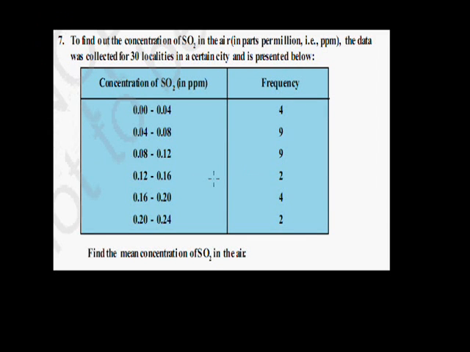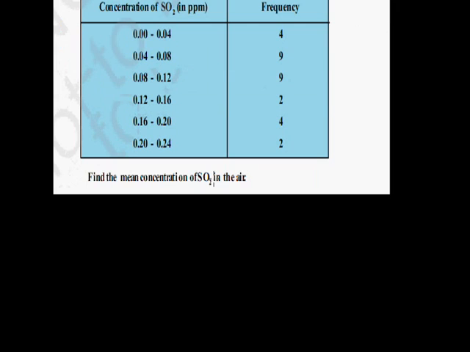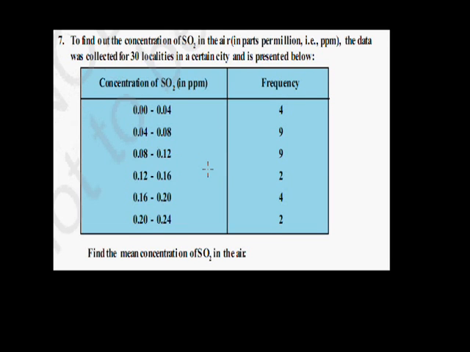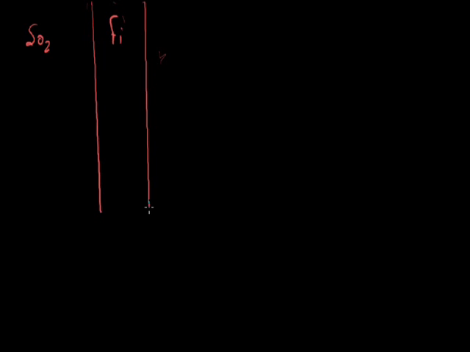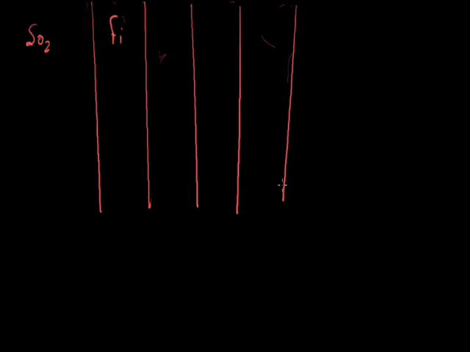Now comes the next question: to find the concentration of SO2 in the air. Again the data is very complicated, so we need to use the step deviation method. First of all, write down the SO2 concentration, the frequency fi, the mid value, and di dash.